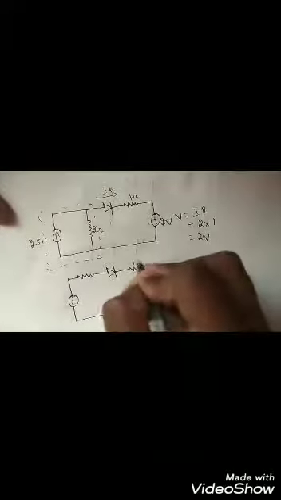So here the resistor value is 1 ohm, here the resistor value remains same, that is 2 ohm. This value of voltage will be V is equal to I into R, that is the value of current is 2.5 into the resistor value is 2, that is 5 volts.